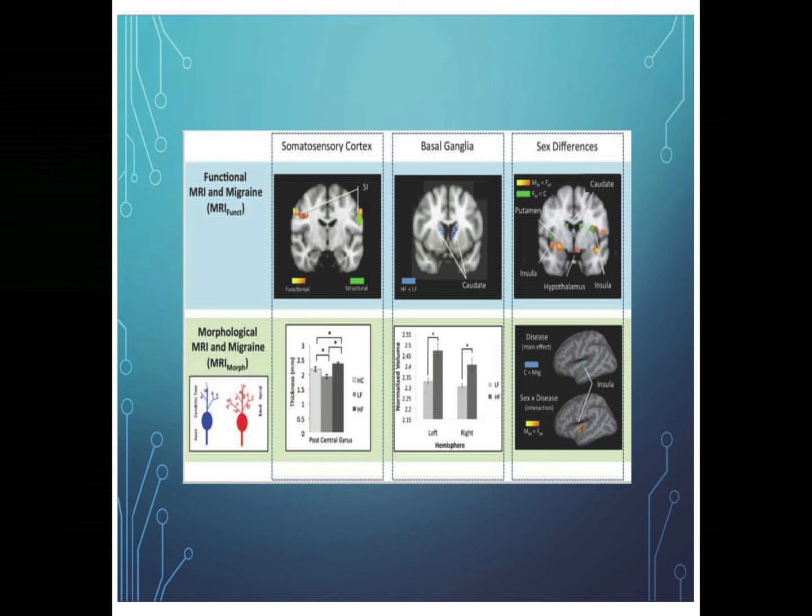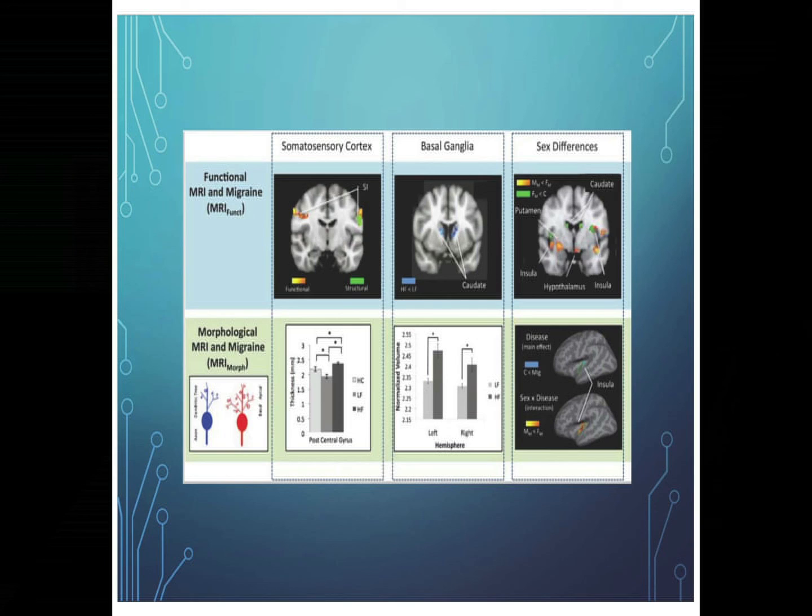There can be structural changes. Again, during attacks, basal ganglia can be activated. You can see changes in the putamen. Again, here's hypothalamus, so caudate nuclei. So you can have both cortical and subcortical structures that are involved during migraine attacks. And again, there can be specific changes to the brains for women.